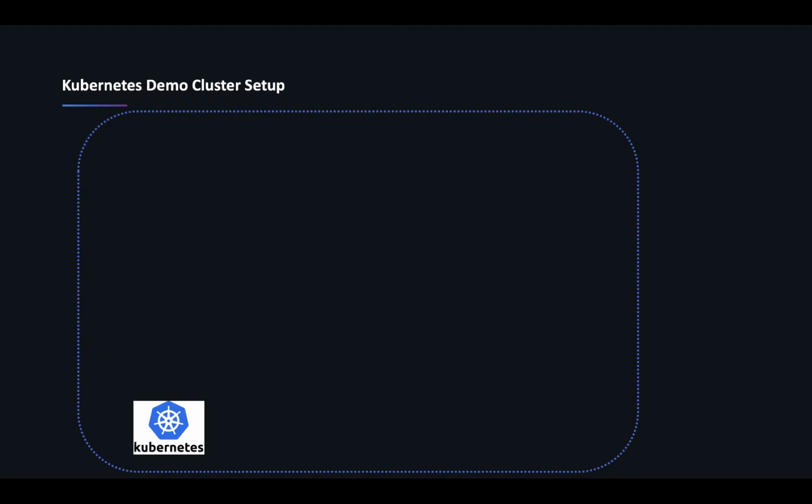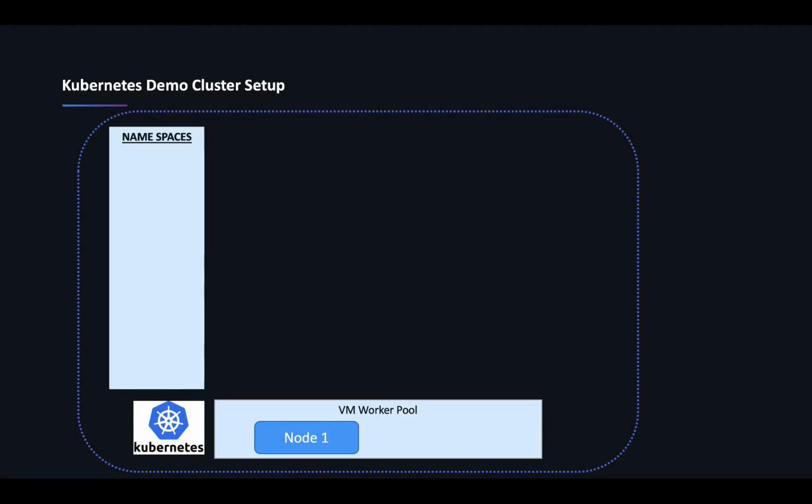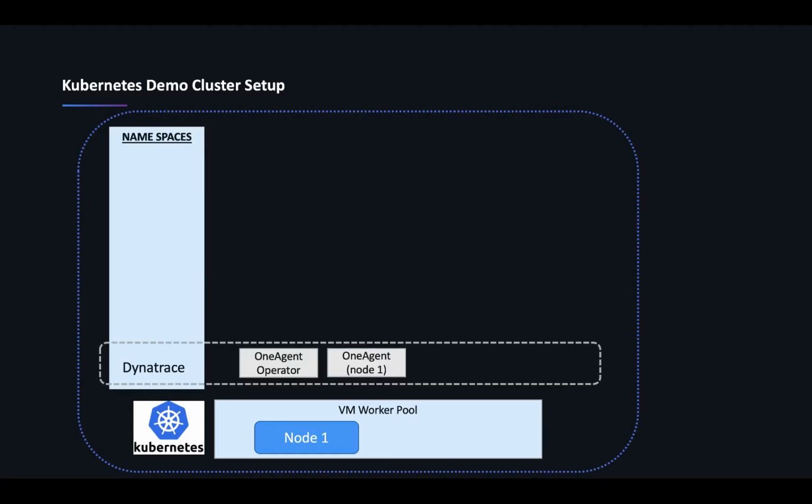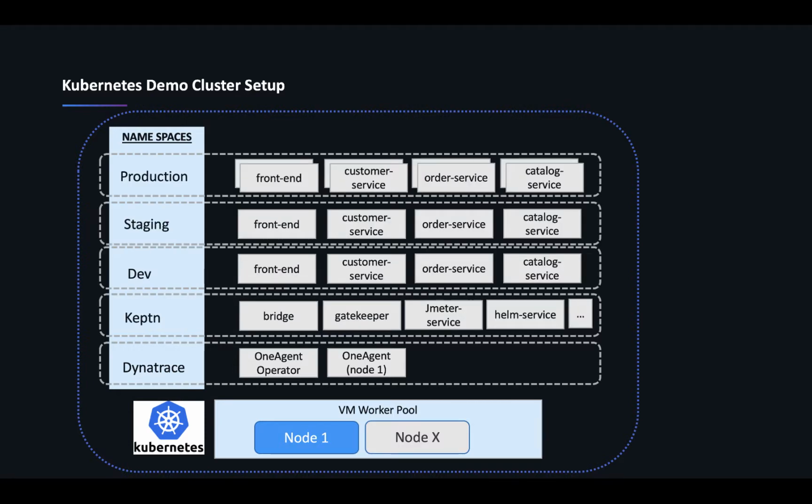Our cluster itself, as we provision it, will be set up in Kubernetes on Amazon EKS. A series of namespaces will be built, including Dynatrace and keptn, which will contain a series of keptn services, and then our application will be created into production, staging, and dev, each with the multiple microservices that make up the app.